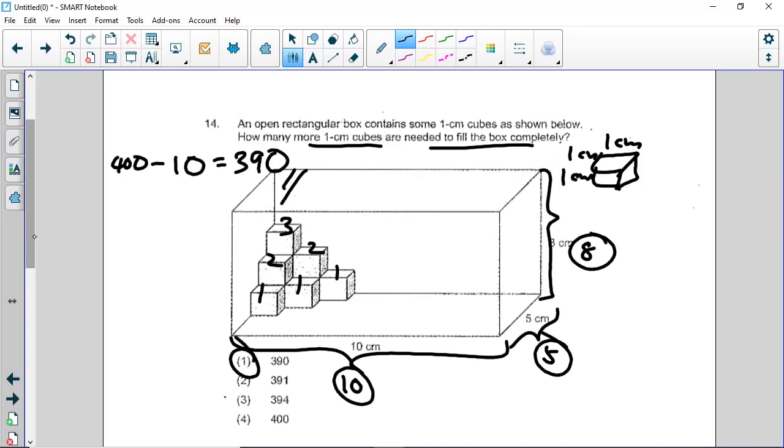That's how you find how many cubes you can put all together in the box. You have to find how many cubes you can put along the length, how many along the breadth, and how many along the height. And then after that, you multiply them to get the total cubes you can put in the box.